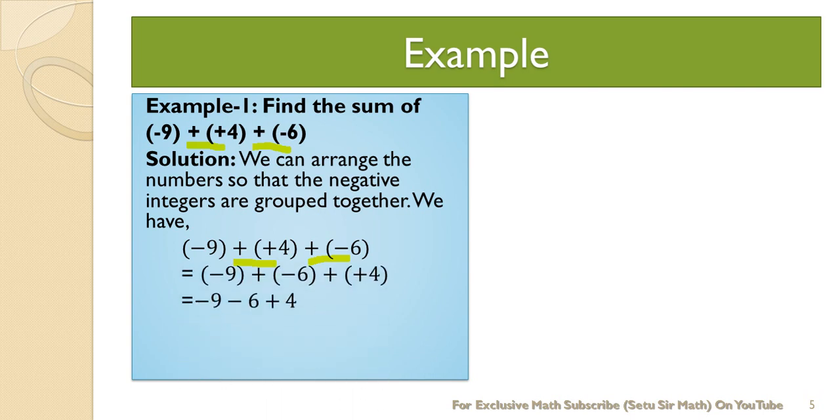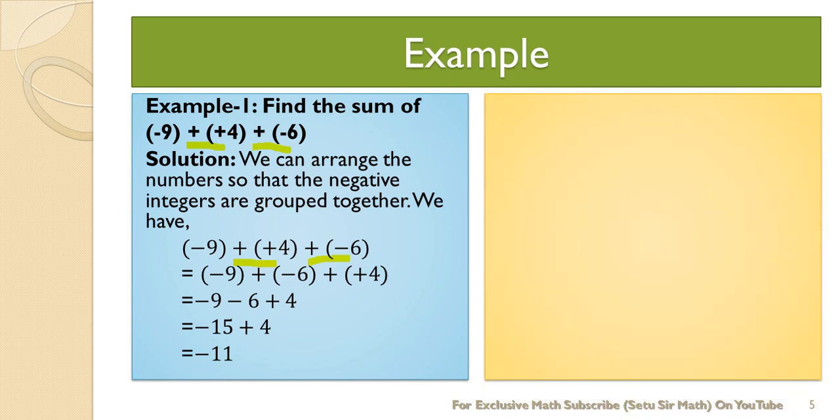So minus 9, and plus, that would be plus 4, and plus and minus, that would be minus 6. You can see minus 9 and minus 6, we make a group here. Minus and minus, that would be plus. So 9 and 6, that would be 15, and the sign will be the bigger number's sign, 9. That means minus 15 plus 4, and plus and minus, that would be minus. So from 15, if we minus 4, we will get 11, and the sign will be the bigger number's sign. The bigger number is 15 here, so the sign will be minus 11. That is the answer.